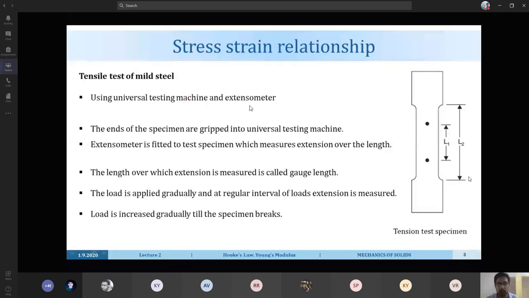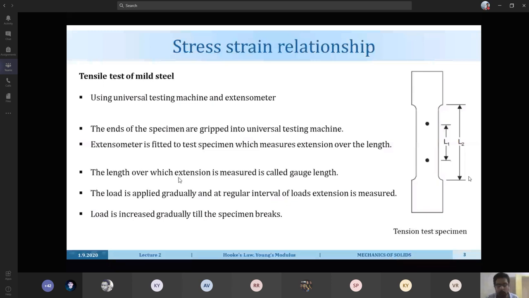As we said in the last class, this testing machine is used for applying the load. So this is our test specimen. We are interested in finding the length, the actual length of this specimen is L2. We will consider this portion, and these form the grips, the ends of the specimen. This will be kept inside the testing machine, and at these points we will apply tensile forces, some load P acting in a tensile direction, pulling apart this entire specimen.